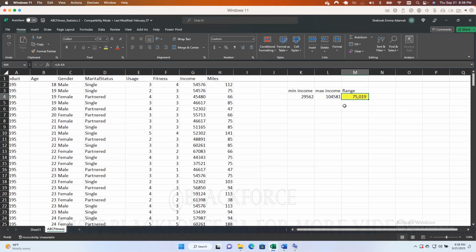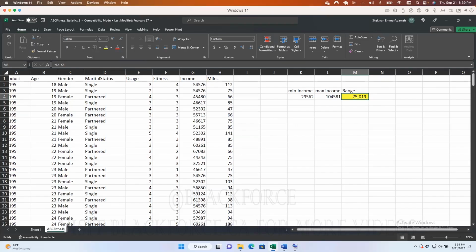So this is the income range, right? Our lowest income customer has 29K, the highest income is 104,000, right? So that's a wide range of 75,000. Showing how I did it, I just did min, and you put the range, and it's going to give you the minimum within that range. Same with max, and the range. And the difference between the two is your range.